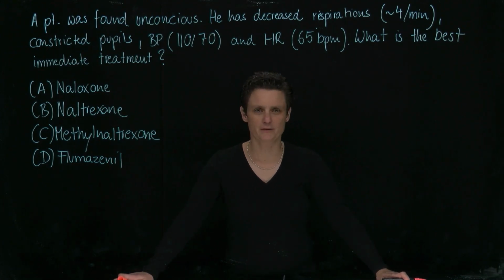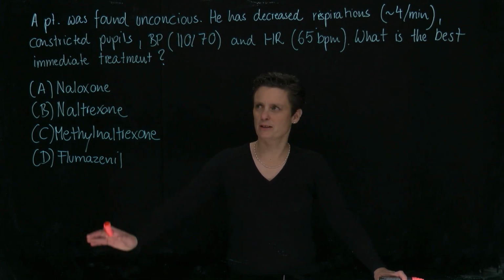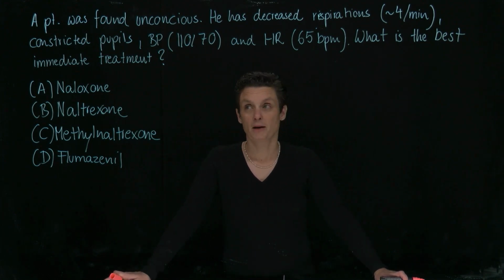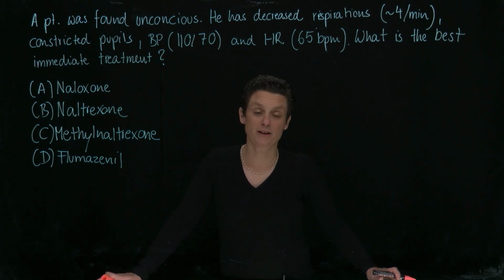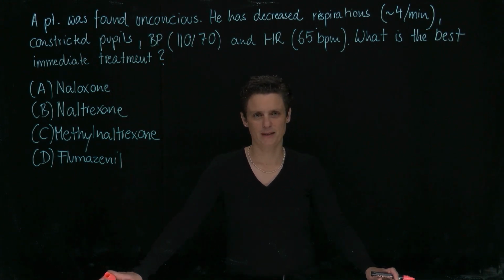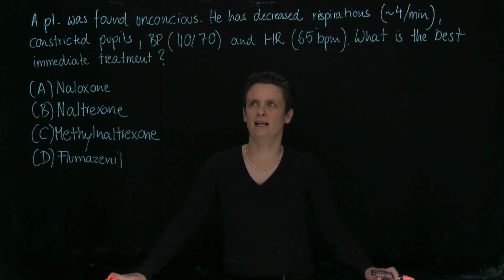Today we have a patient that's found unconscious and he has decreased respirations, constricted pupils, blood pressure is 110/70, heart rate 65 beats per minute. What is the best immediate treatment? So what does that look like?